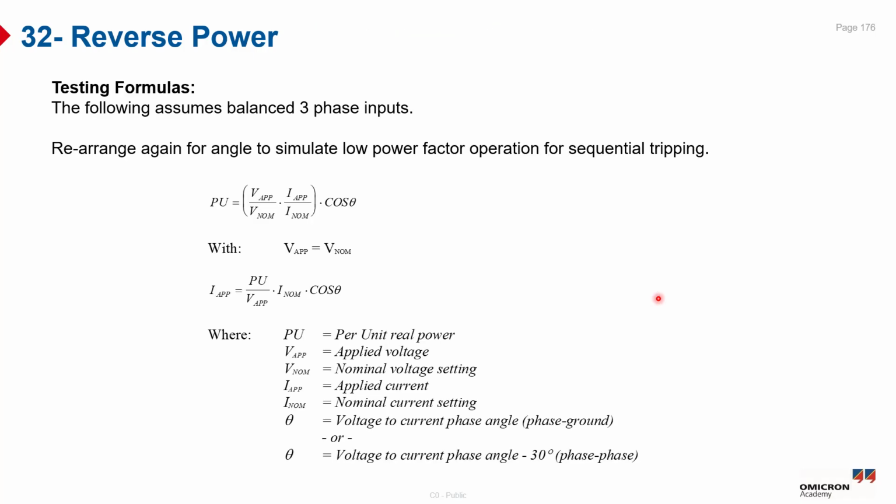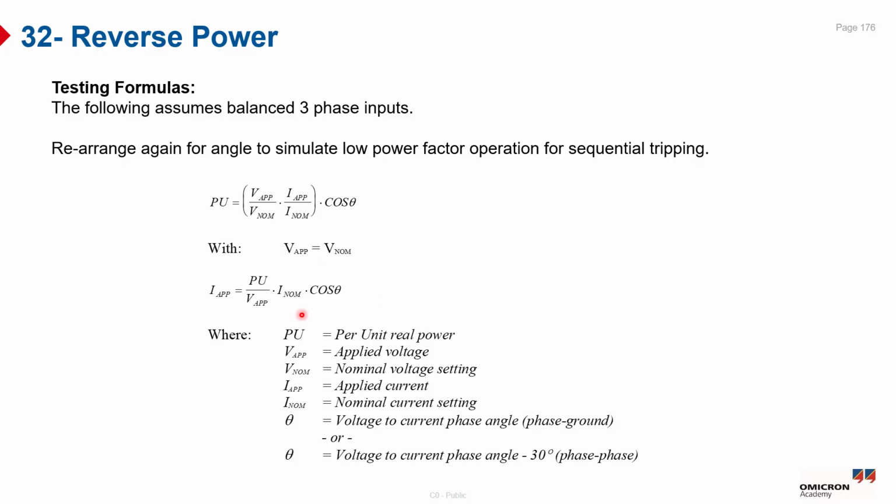And here in this slide, we look at testing formulas used for reverse power protection under a balanced three-phase condition. We start with the assumption that the applied voltage equals the nominal value, and we calculate the per unit real power based on the applied current and the phase angle between the voltage and the current. By adjusting this angle, which is angle theta in our case, we can simulate low power factor conditions, which are especially useful for verifying the sequential tripping behavior. But remember, when working with phase-to-phase connections, you have to adapt the phase angle. The phase angle must be corrected by subtracting 30 degrees to reflect the actual vector relation.